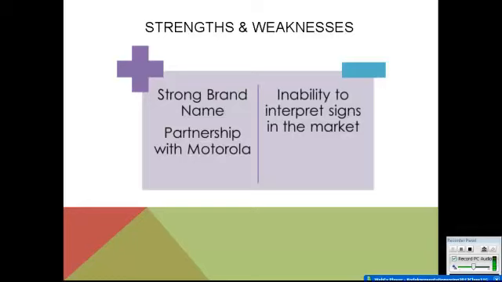They focus on printing services. Next, we will discuss the strengths and weaknesses. There are many internal components that help and hinder the company. For instance, Kodak's strong brand name has helped them to survive the current struggle because people remember the great film products. However, their inability to interpret the signs in the market has caused them to lose market share.